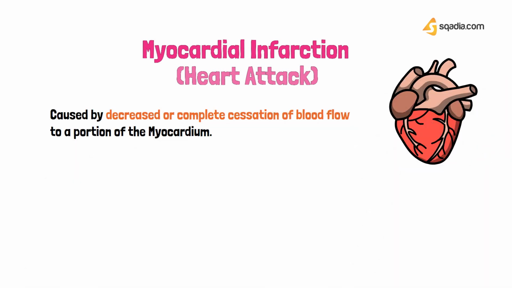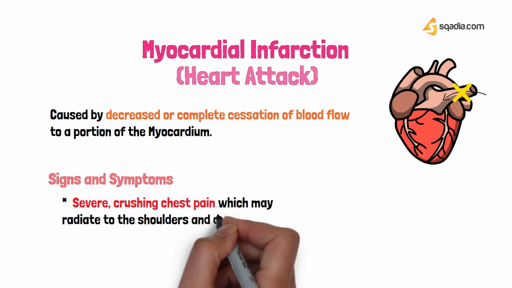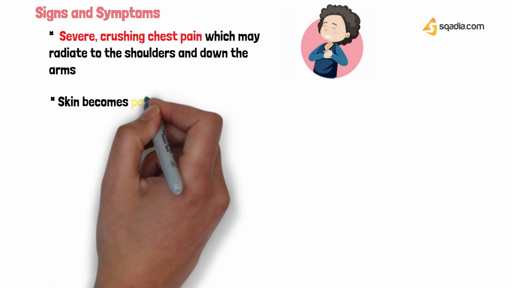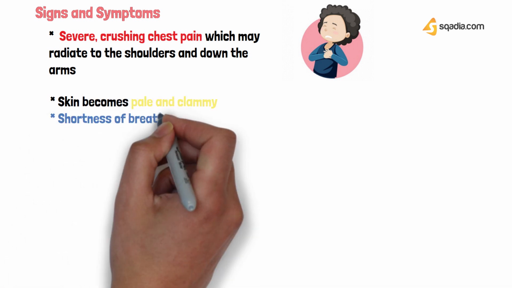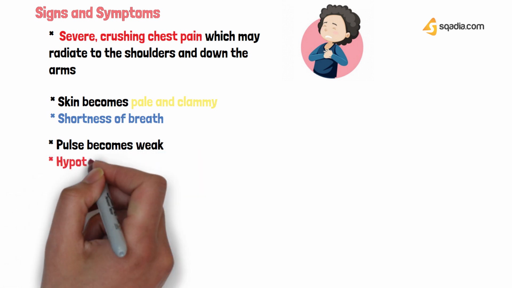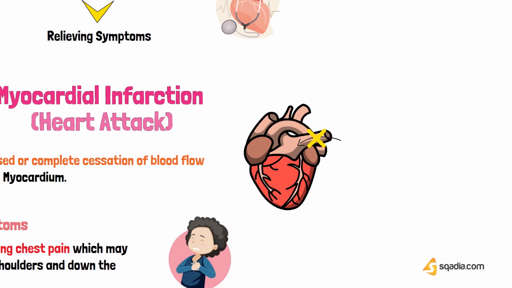Now the signs and symptoms usually include severe and crushing chest pain similar to angina. It may radiate to the arm, the shoulders, and even to the mandible. Now there are going to be some additional features which occur so we can differentiate it from angina. So the skin becomes pale and clammy. There is shortness of breath. The pulse becomes weak and the patient may even be hypotensive. The patient may also experience nausea and vomiting.